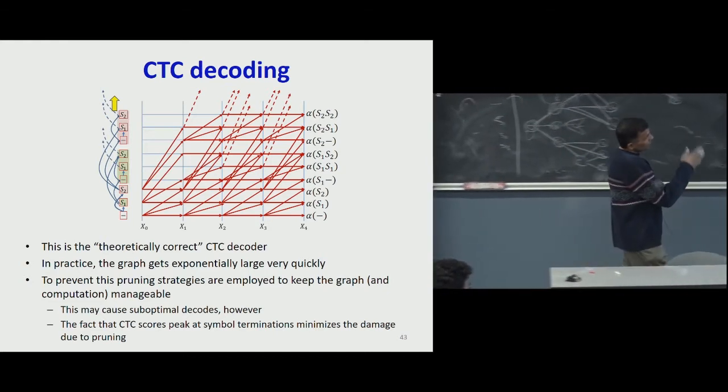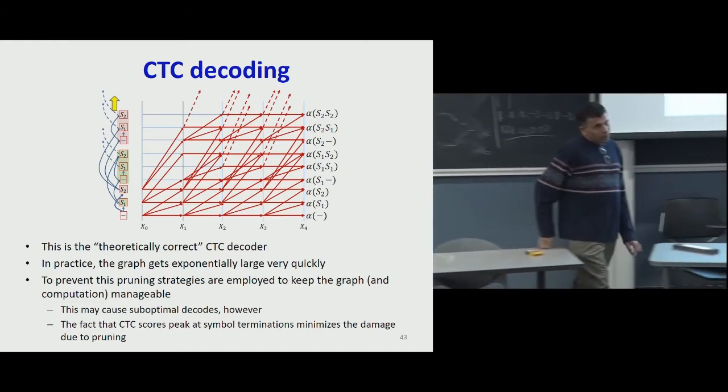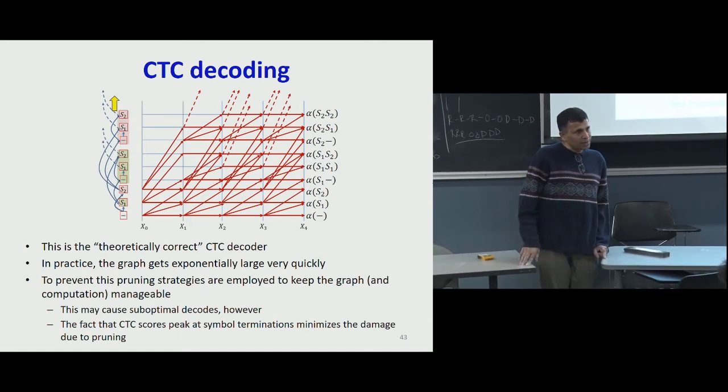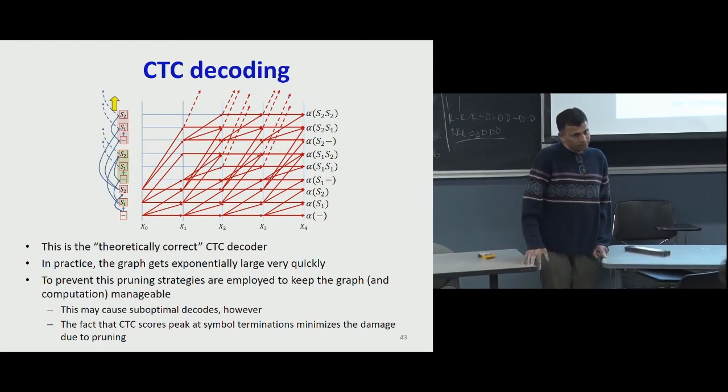At each time, you're going to compute all of those nodes, but then you're not going to keep all the nodes. You're just going to keep the top K best guys. You're going to throw away the rest of them, and then you're going to extend the graph from that point on and keep repeating this, right? Make sense to everyone? Yeah.